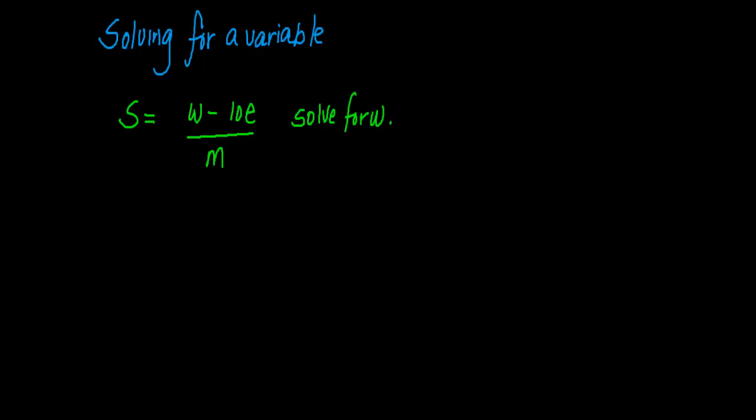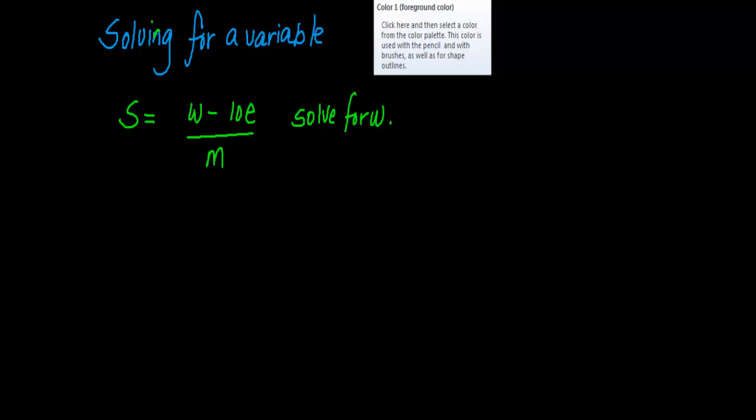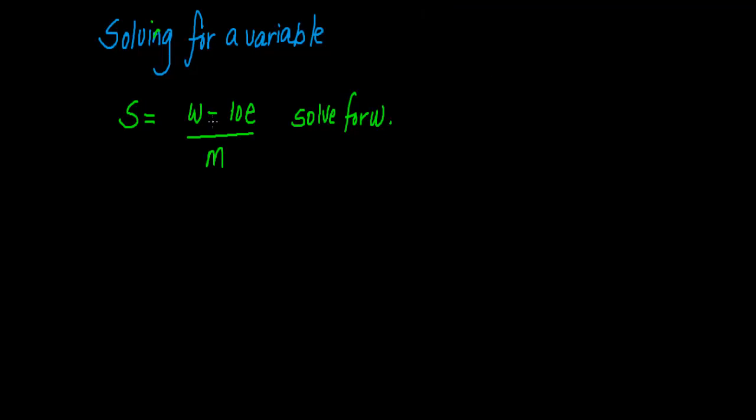Here's another formula. We want to solve for m. This formula is also in your book. It's still example 2, letter B in your book. They give you a formula for the typing speed that a person has. W stands for the number of words typed. E is the number of errors made while typing.